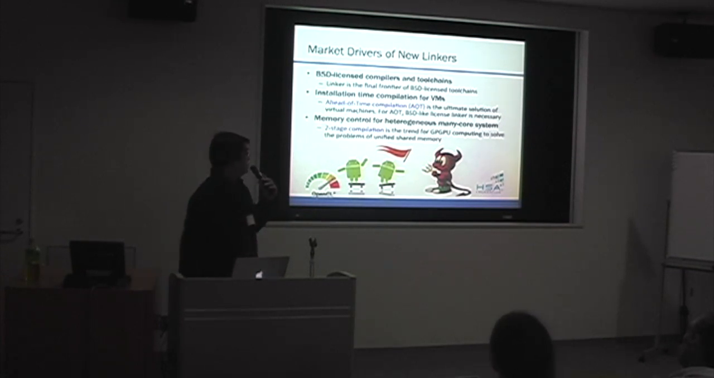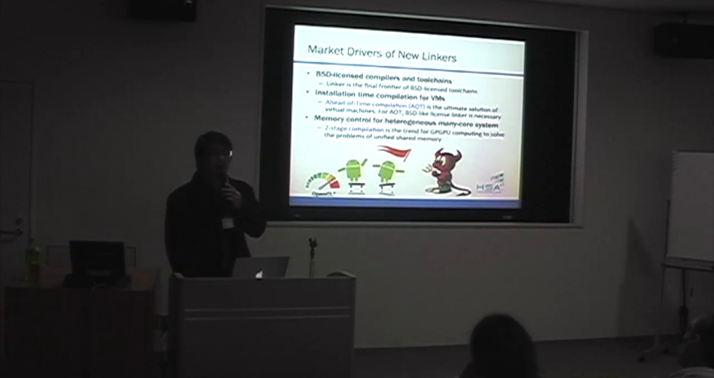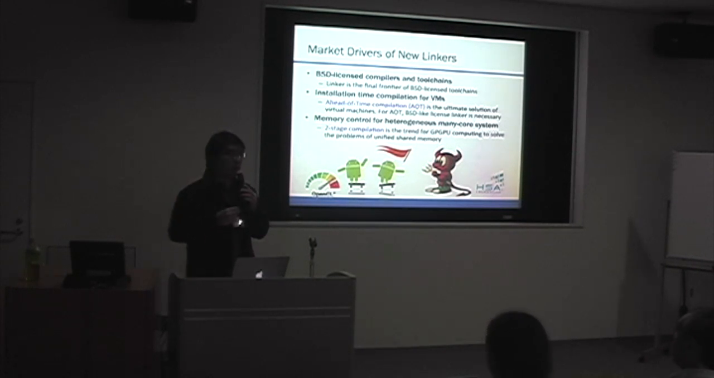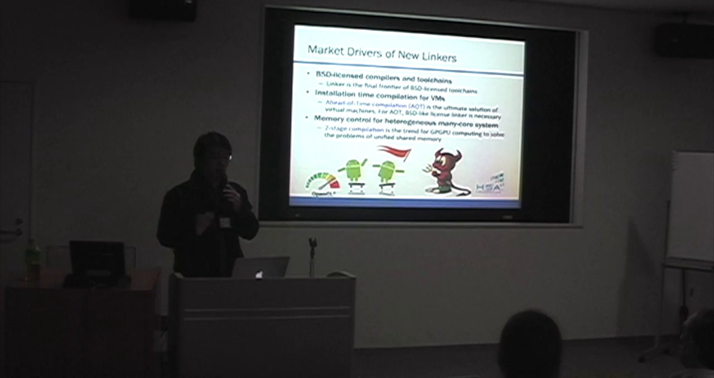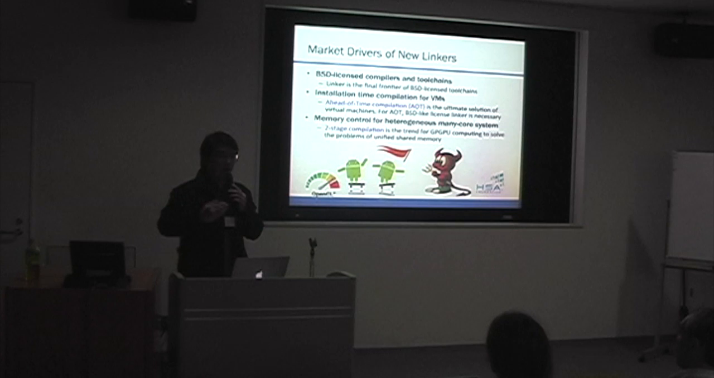And the third reason is the heterogeneous multi-core system. As GPU systems advance, GPU languages before would compile the bytecode at runtime. This is very time consuming. In order to save runtime, they are going to switch the compilation to so-called two-stage compilation. And they will try to do ahead-of-time compilation at installation time.